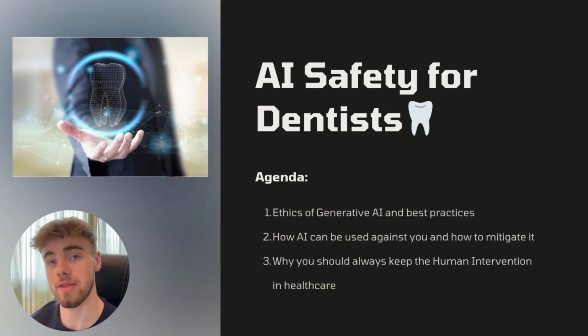First of all, we're going to look at ethics of generative AI. Then we're going to look at how AI can actually be used against you and how to mitigate this. And number 3 is why you should always keep the human intervention in healthcare.